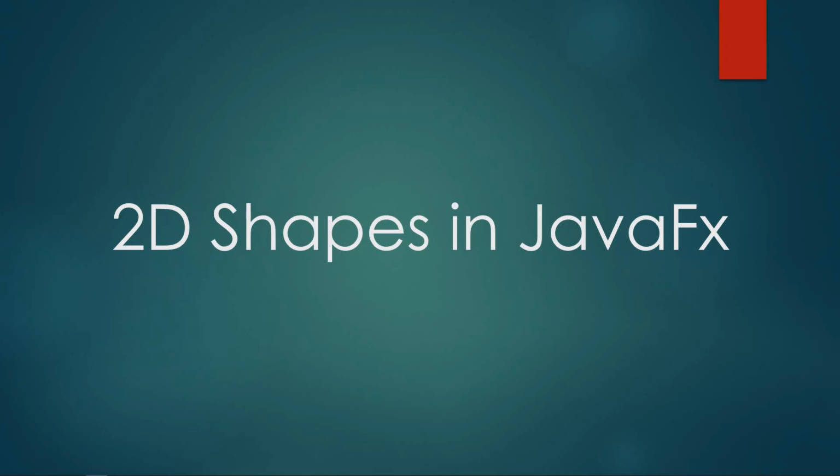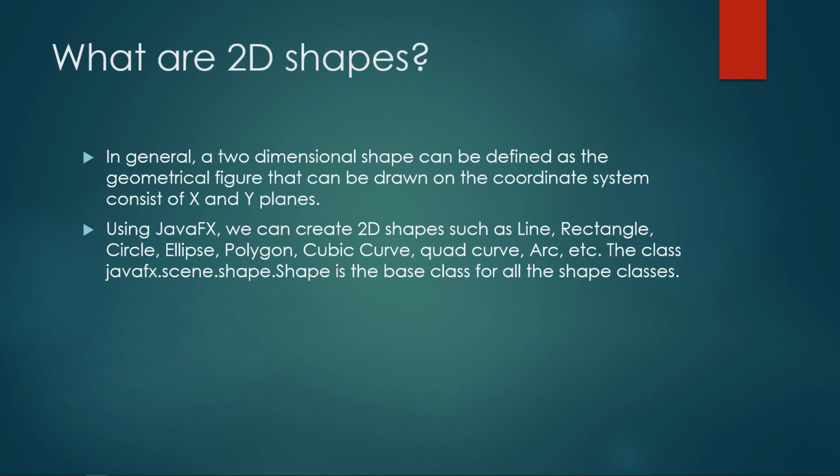In today's lecture, we are going to discuss 2D shapes in JavaFX. So what are 2D shapes? In general, a two-dimensional shape can be defined as the geometrical figure that can be drawn on the coordinate system consisting of x and y planes.